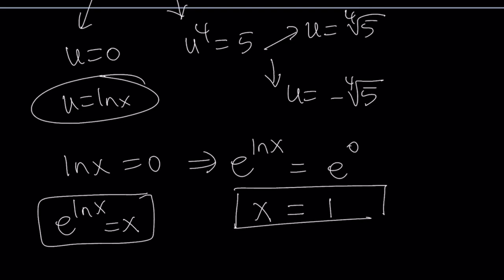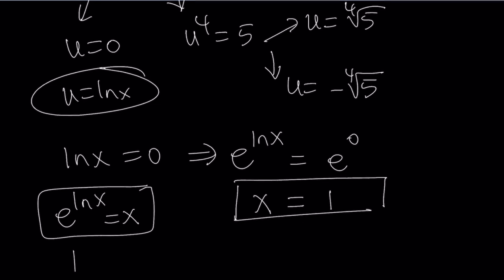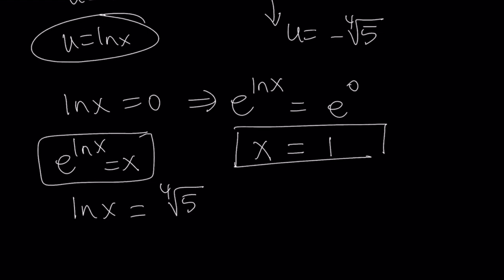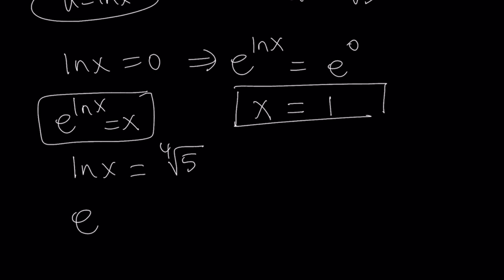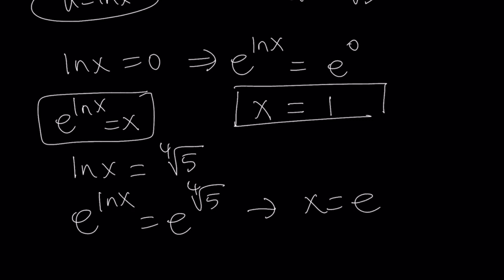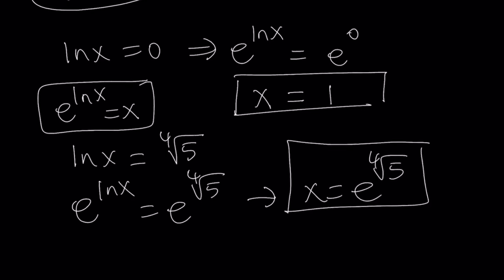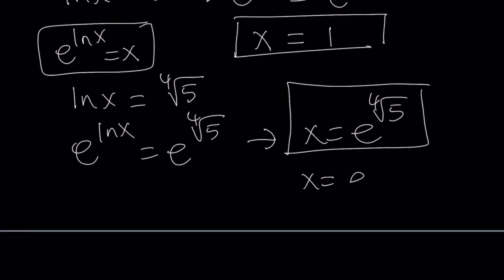Let's go ahead and set the other ones equal to ln x. ln x equals the fourth root of 5. Now, again, you can do e to the power both sides, and you'll get the answer that way. So this means x equals e to the power fourth root of 5. That's going to be the second solution. And similarly, the third one is just going to be the same thing with a negative exponent. All right? That doesn't mean x is negative. It just means the exponent is negative. So there seems to be three solutions, right?